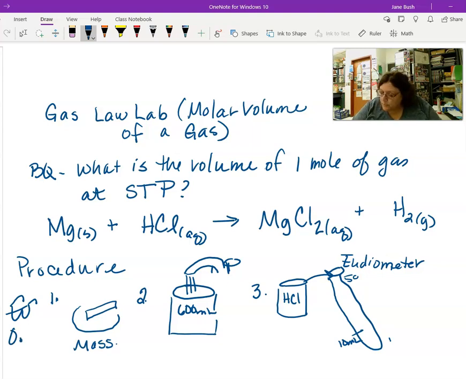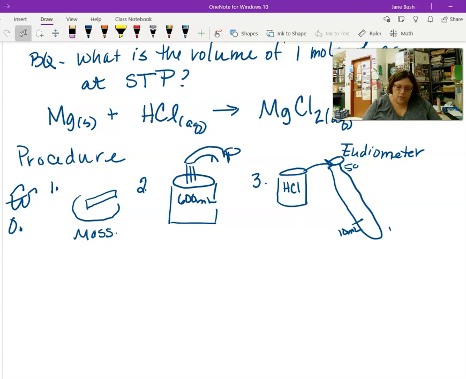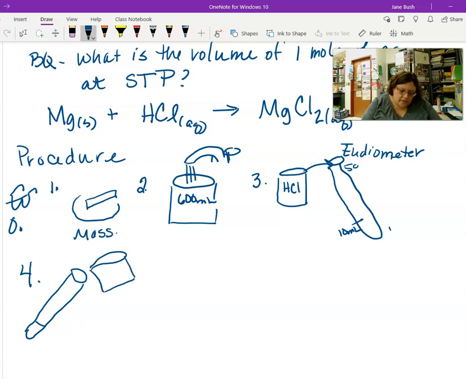Step 4 says slowly fill the gas collection tube all the rest of the way with water. So you're going to take that eudiometer, and remember our 600 milliliter beaker that had tap water in it, you're just going to pour some water from that. So this is hydrochloric acid at the bottom, and then you're going to fill the rest of it up with water. So that at the end, when you're holding your eudiometer, your water level is right up here at the top, like brim.